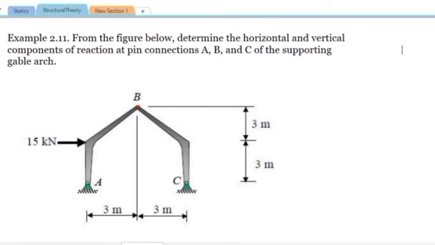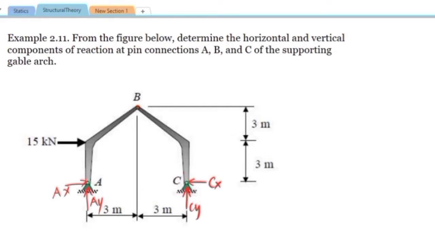Example 2.11. From the figure below, determine the horizontal and vertical components of reaction at pin connections A, B, and C of the supporting gable arch. First thing that we are going to do is to assume the direction of the reaction in each support. So we have here AY, and assume natin siya na directed upward, and AX directed to the right, and CY directed upward, and CX directed to the left.